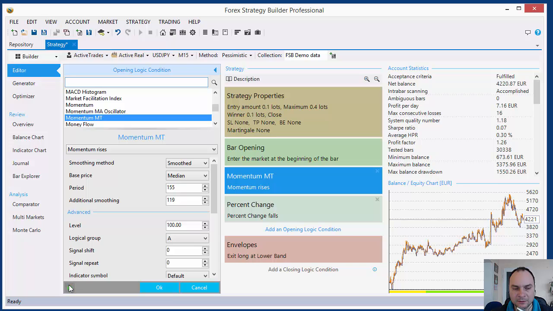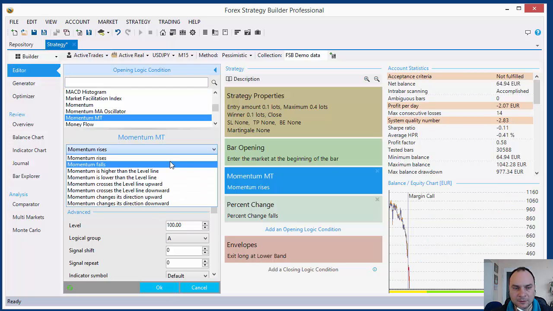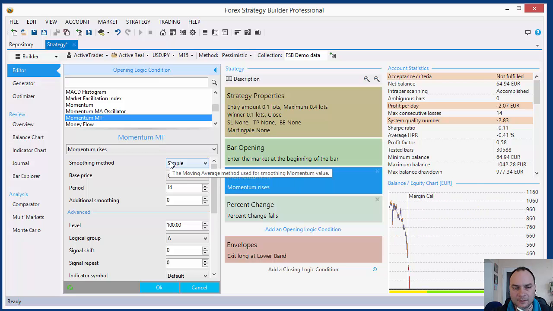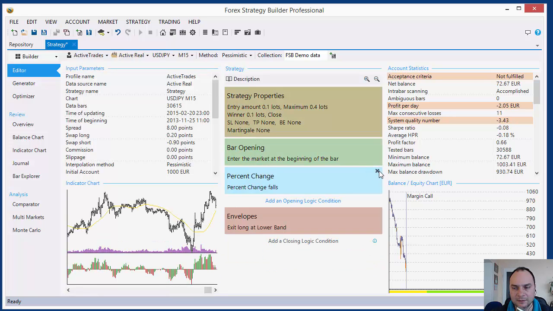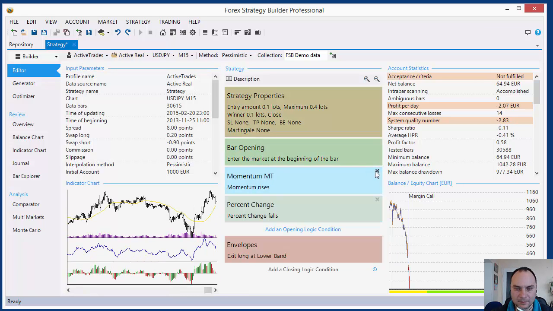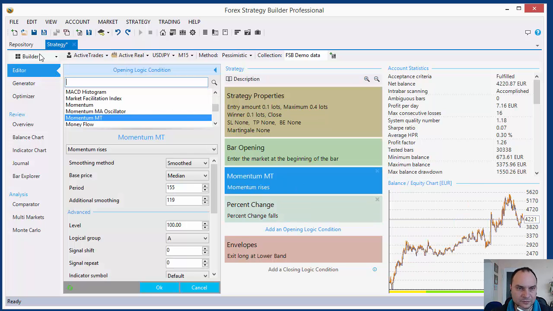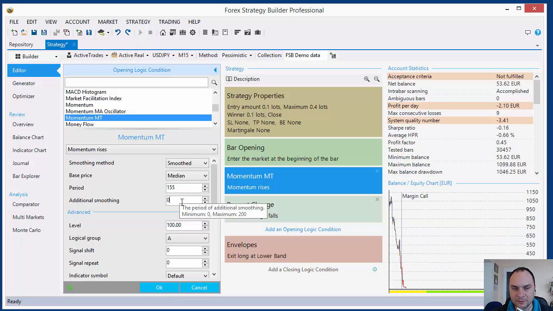What happened with the momentum? Momentum rises, false. Let's try without that indicator. No, it's not good. Okay, momentum. I return back with Control Z. This is undo. Momentum rises. Period 150. Additional smoothing. Why is that additional smoothing? Let's try without that. No, it's not working.